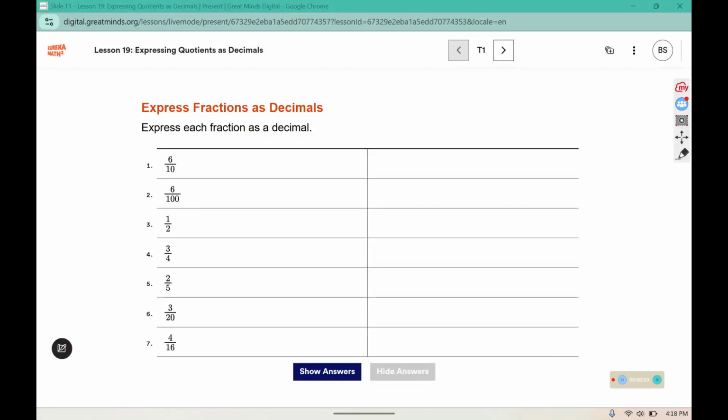So we can start by reducing the fractions that are reducible. So looking at number 7, that could turn into a 1 and 4, because 4 goes into 4 one time, and 4 fits into 16 4 times. 1/4 as a decimal is 0.25. You can think of it as a quarter is worth 25 cents.